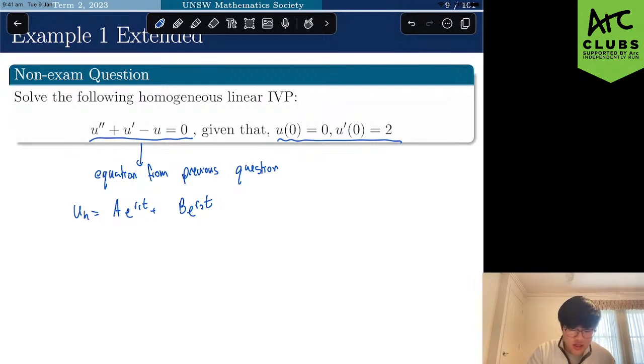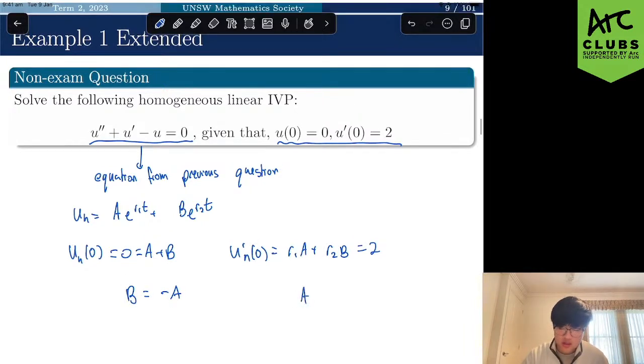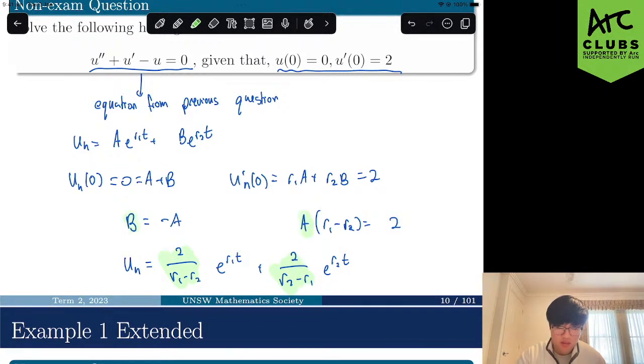Then we need to sub in the initial values. So u of 0 equals 0, which gives A plus B equals 0. We also get u dash of 0, which is R1 A plus R2 B equals 2. So we get B equals minus A, as well as A times (R1 minus R2) equals 2. Then if we solve for A and B, you'll simply get u_h equals 2 over (R1 minus R2) e to the R1 t plus 2 over (R2 minus R1) e to the R2 t. So here we just substituted for A and B.